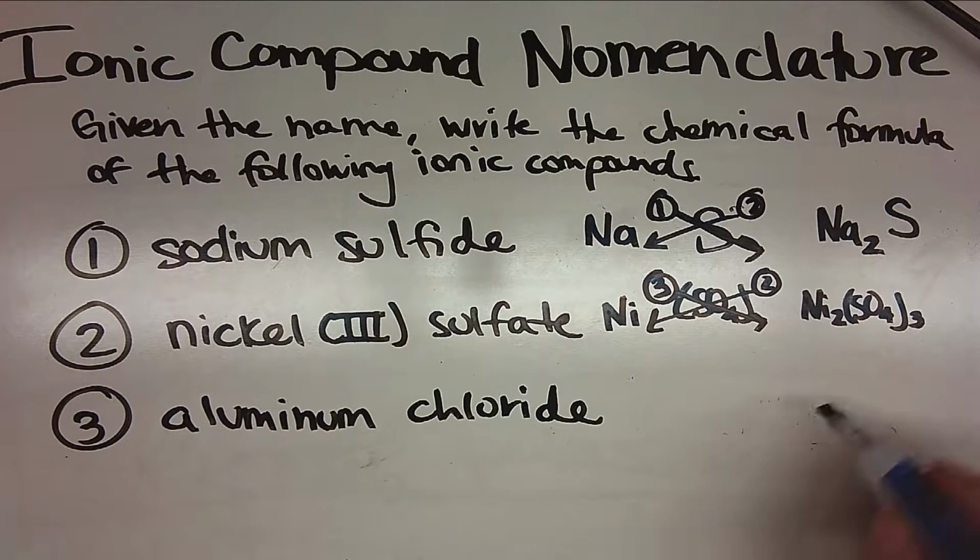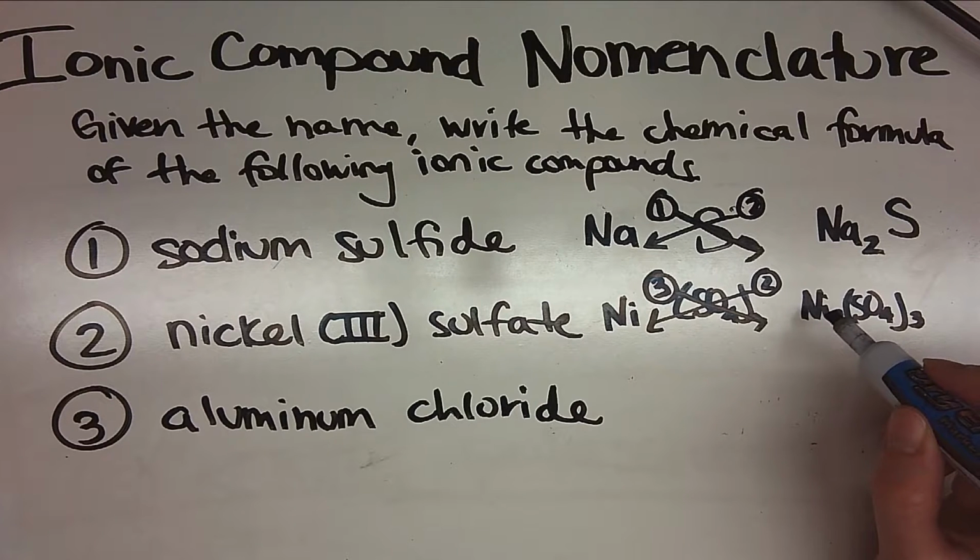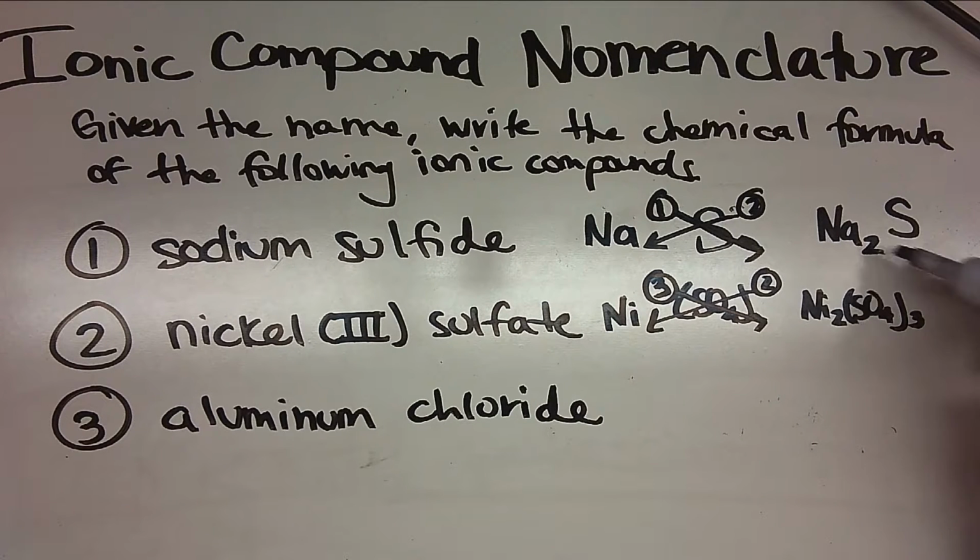So this reads as I have 2 nickels and I have 3 whole sulfate groups. If I wanted to take it a step further, I have 3 sulfurs and 3 times the 4 oxygens I already have in one compound, so 12 oxygens. All right, let's move on to the last one.